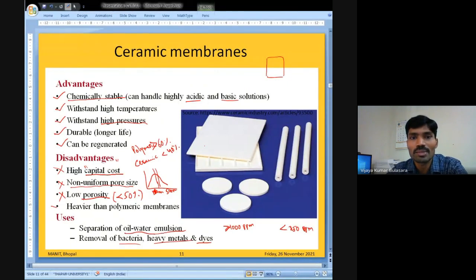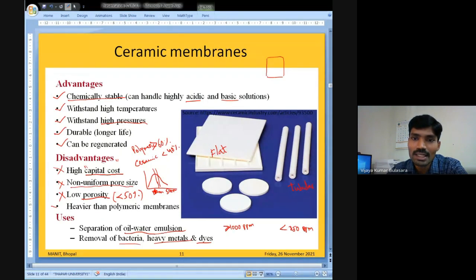So these ceramic membranes will come in different configurations. Like here, these two are rectangular and circular disc type. They are flat membranes, and these are tubular. Tubular membranes are useful in cross flow filtration, and they are employed in domestic filters, whereas in industries the flat membranes are preferred over tubular membranes, because flat membranes are easy to clean.